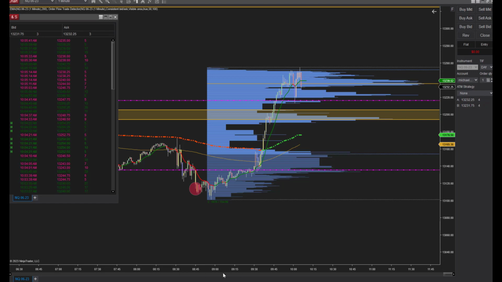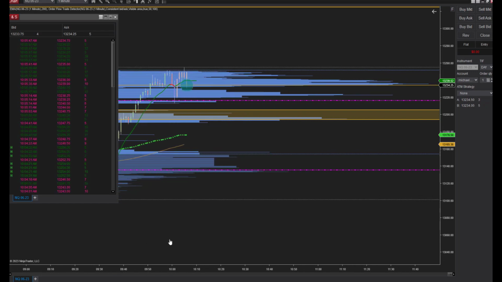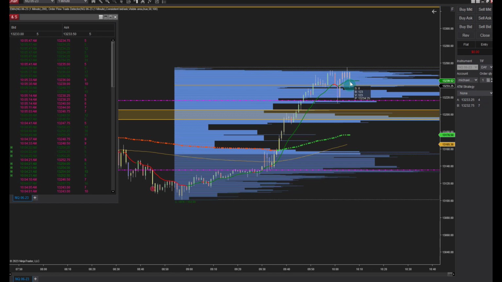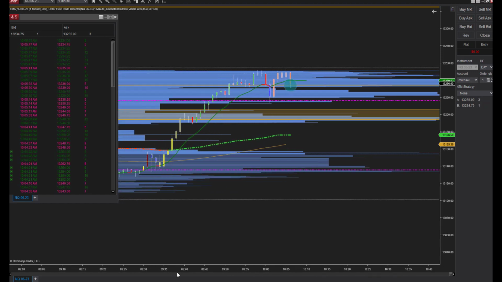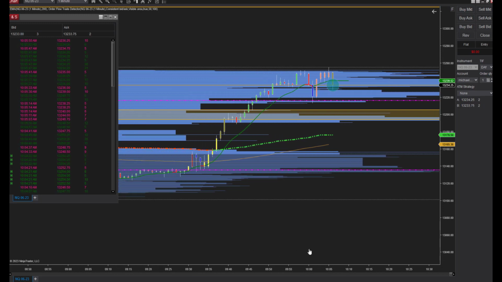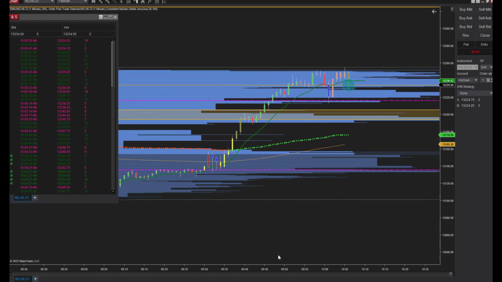Here's our pullback. This is what I was waiting for. Okay. Now we've got a buy block on this side. So we're going to find out. This is the NinjaTrader indicator. Now let's see if she still wants to push up, or is this going to be a reversal? This is a good question.